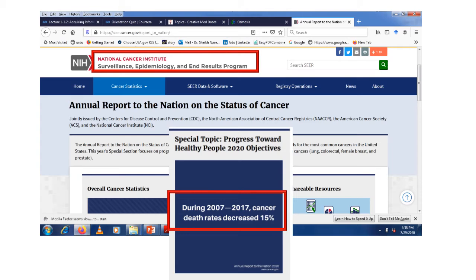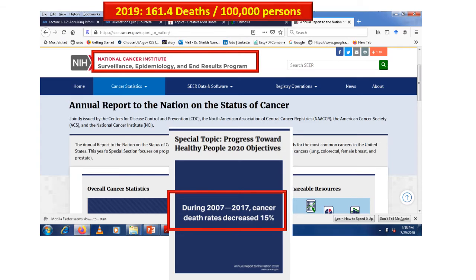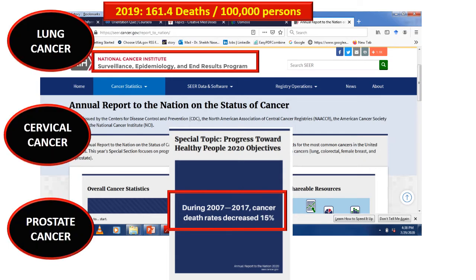So this decreased mortality, okay, in the SEER program, SEER data also shows that in 2019, the cancer mortality was 161.4 per 100,000 persons. The decreased mortality is due to a lower death rate in males from lung, colon and prostatic carcinoma in 80% of the cases, while there is a 60% decline in mortality due to reduction in death rate from breast and colorectal carcinoma.